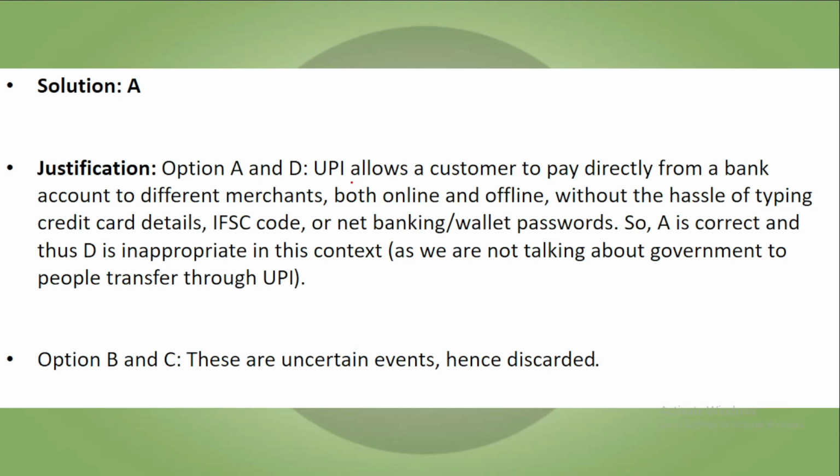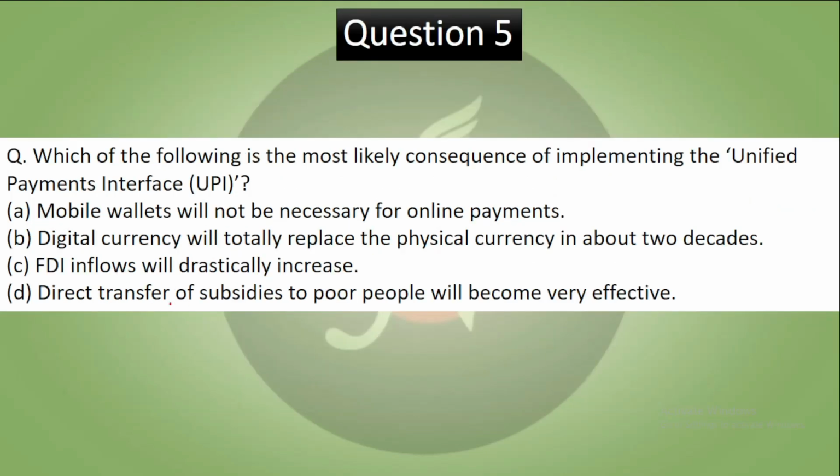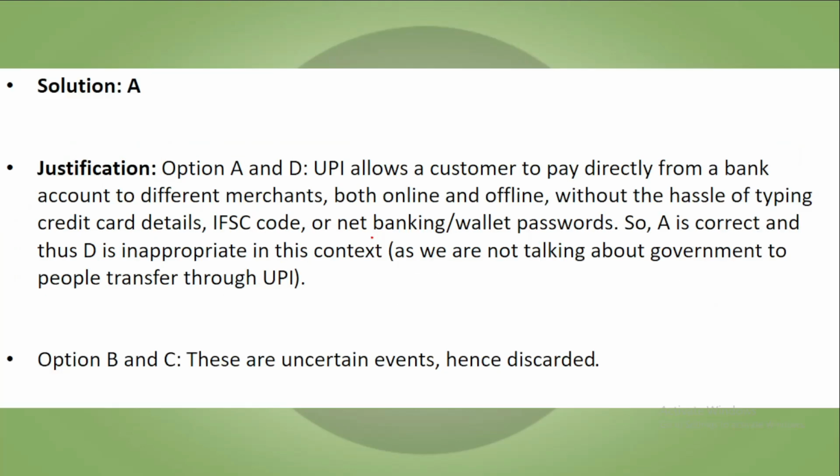Option A and D. UPI allows a customer to pay directly from a bank account to different merchants, both online and offline, without the hassle of typing credit card details or the IFSC code; it doesn't ask for all of these. So A is correct. D is inappropriate in this context. If we look at direct transfer of subsidies to poor people will become very effective, these are wrong. So your first statement is correct. All other statements are wrong.